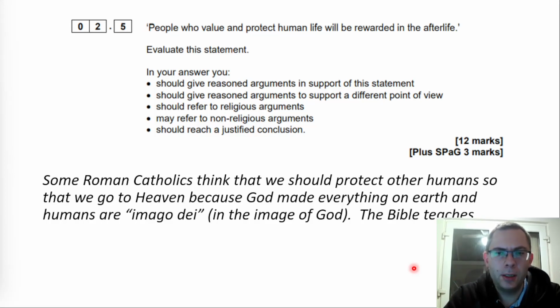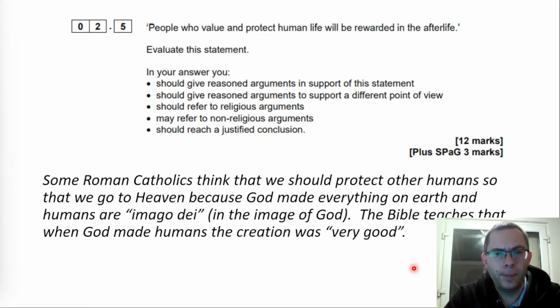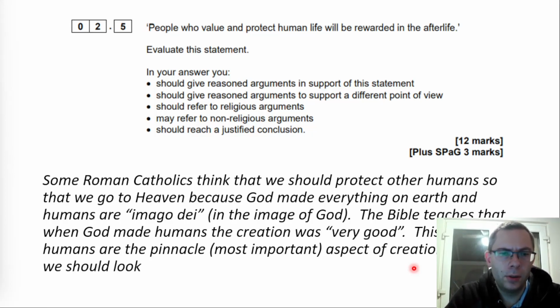The Bible teaches, so I'm using my point evidence explanation, that when God made humans, the creation was very good. This shows that humans are the pinnacle, most important aspect of creation. Therefore we should look after each other. This is my linking it back to the question.